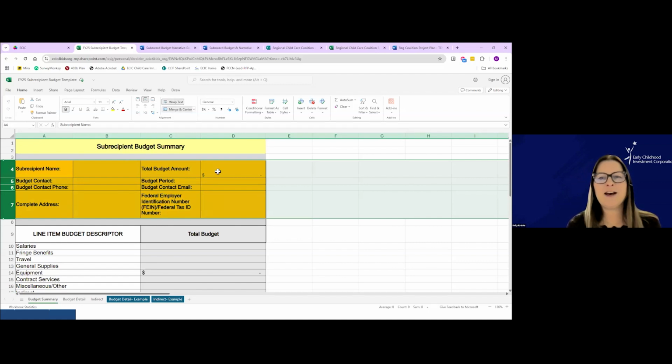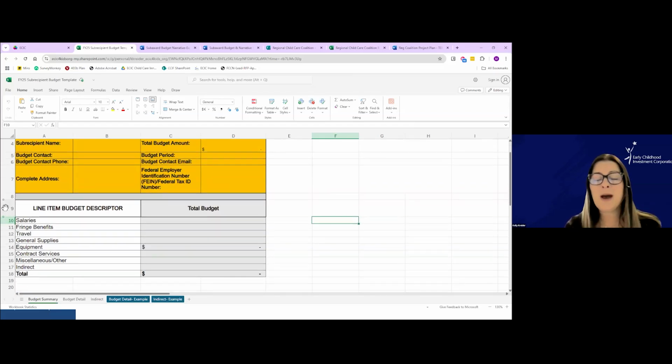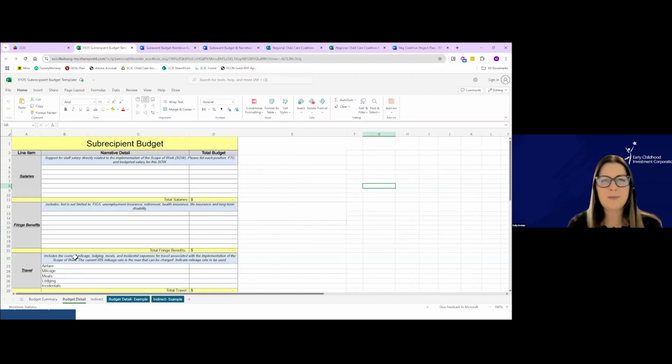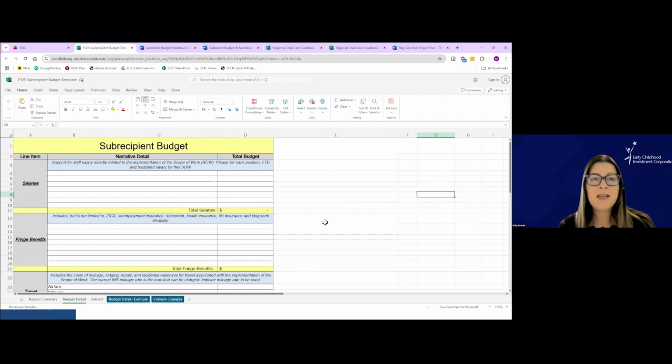We do want to have record of your organizational name, some key contacts, and a few other things there. Everything else on the bottom section here will auto-populate based on information that is added to the budget detail tab. So we can take a peek at this. This is one of the two core sections of your budget development. The other piece will be the budget narrative.